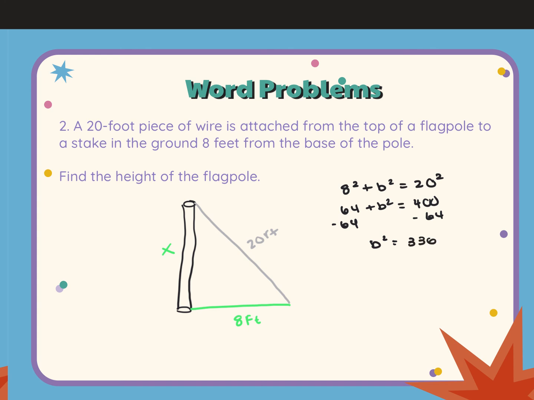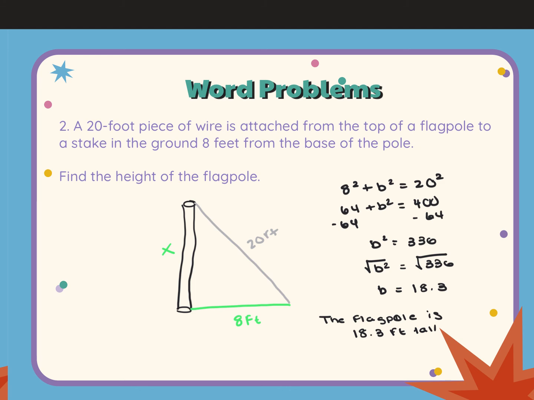Then we have to take the square root of both sides. So taking the square root of b squared and taking the square root of 336, we get that b is approximately 18.3, which means that the flagpole is 18.3 feet tall.